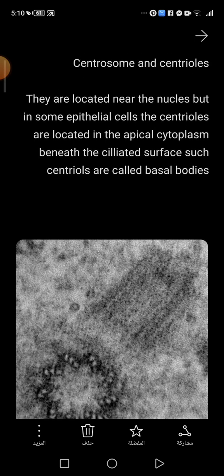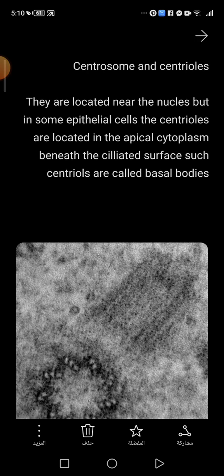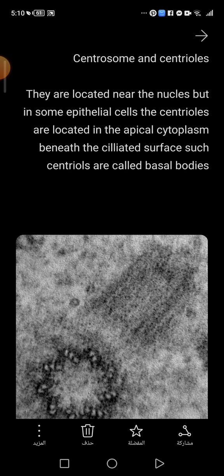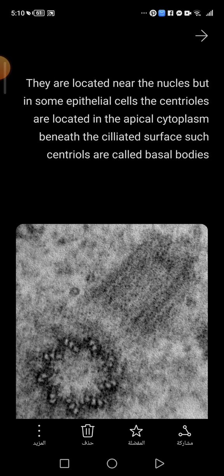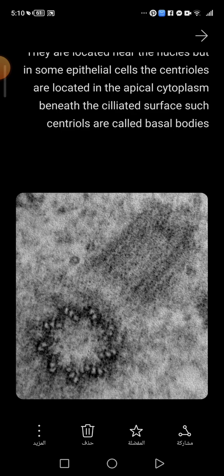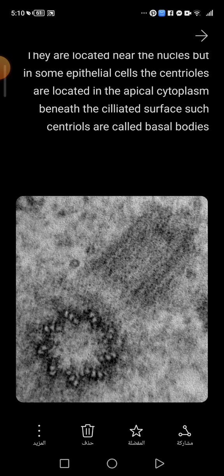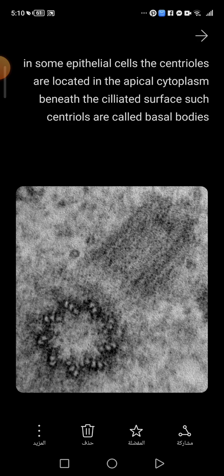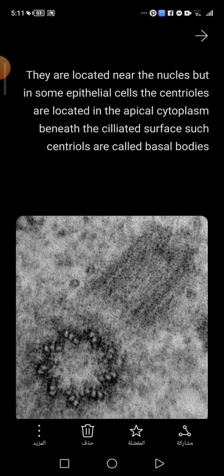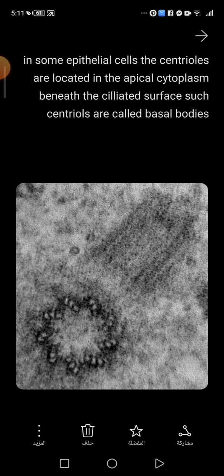So, centrosome and centrioles. They are located near the nucleus, but in some epithelial cells, the centrioles are located in the apical cytoplasm beneath the ciliated surface. So these centrioles are called basal bodies. Basal means base. They are at the upper part, near the membrane. They are located near the membrane, so those are called basal bodies.